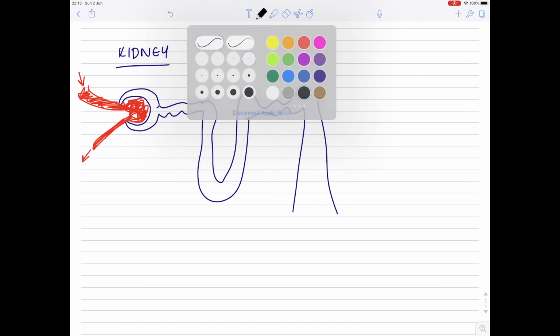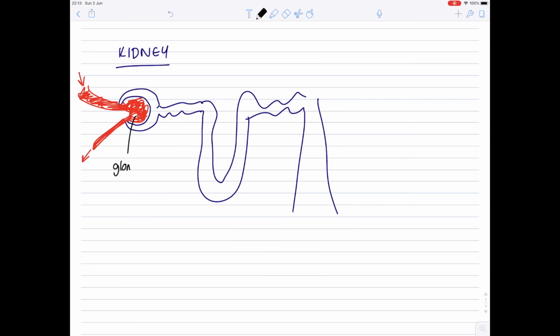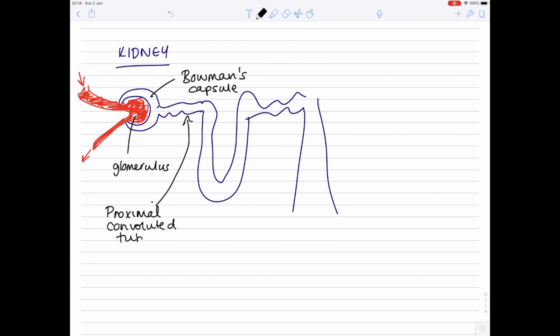So let's get labeling. So this is the glomerulus. Here we have the Bowman's capsule. The first coiled tubule is here, which you can call the first coiled tubule or the proximal convoluted tubule. Either is fine. They both mean the first coiled thing. Because this is also coiled, it's known as the second coiled tubule or the distal convoluted tubule. And then here we have the loop of Henle or Henle. And then we have the collecting duct here.